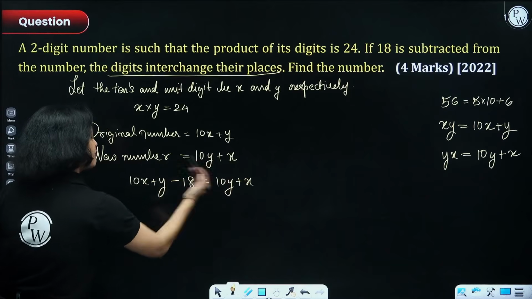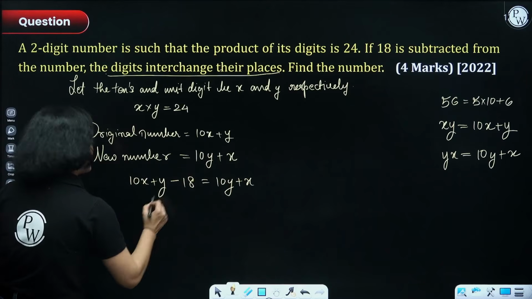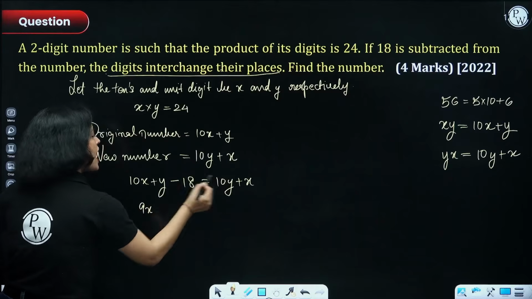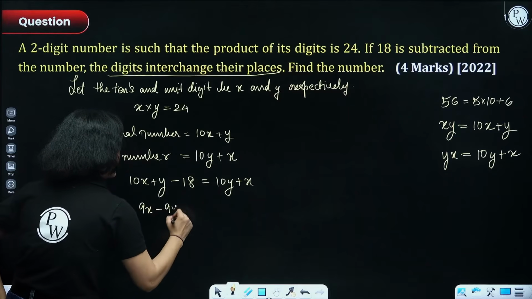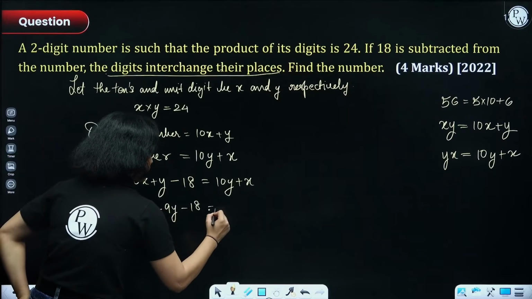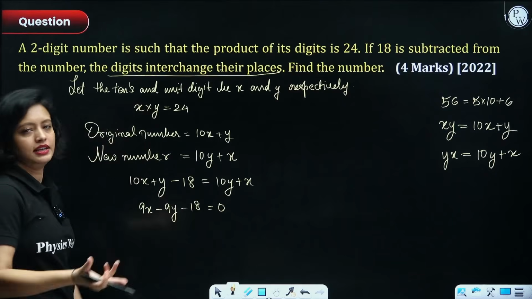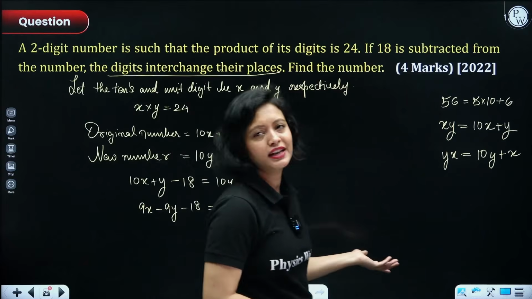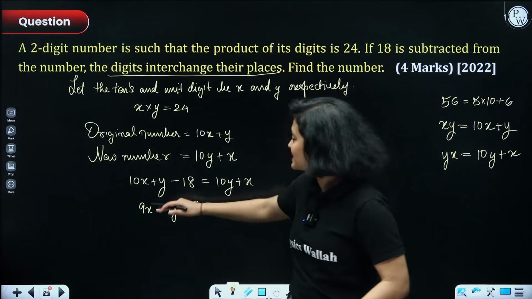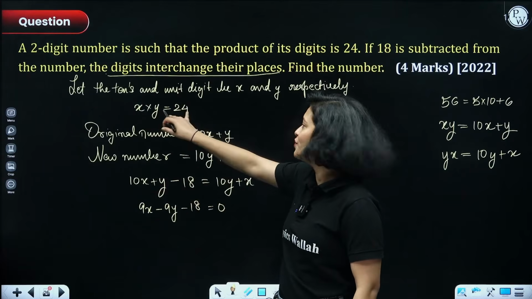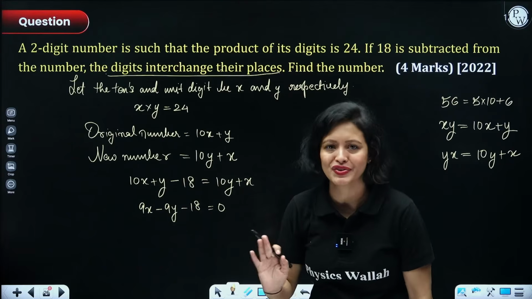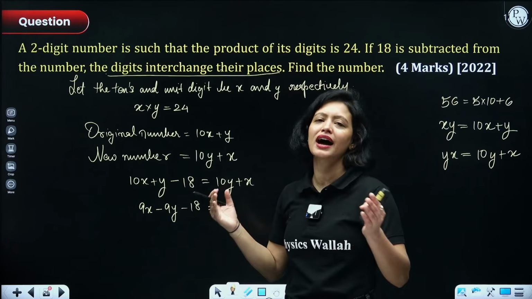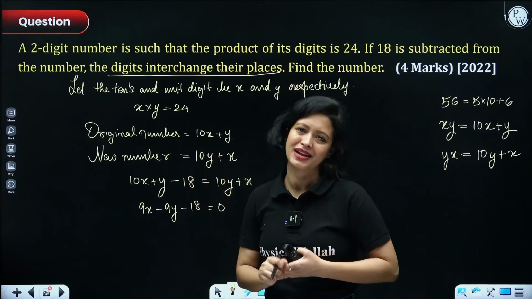Now, this here, let's just thoda sa simplify it and then we'll move on. So, I'll just bring everything here on the left hand side. So, 10x minus x is 9x. y minus 10y is minus 9y. Minus 18 is equal to 0. Now, this here is a linear equation. Okay, but we can't solve this using pair of linear equation wala funda, because though this is a linear equation, this is not. x into y is equal to 24 is not a linear equation, right? In linear equations, you can't have two variables multiplied with each other.